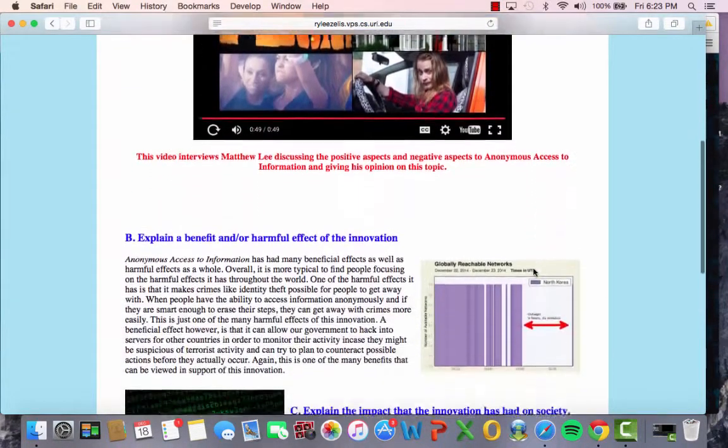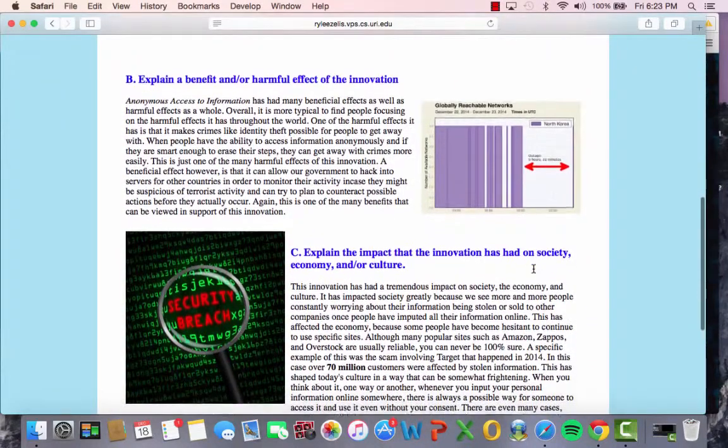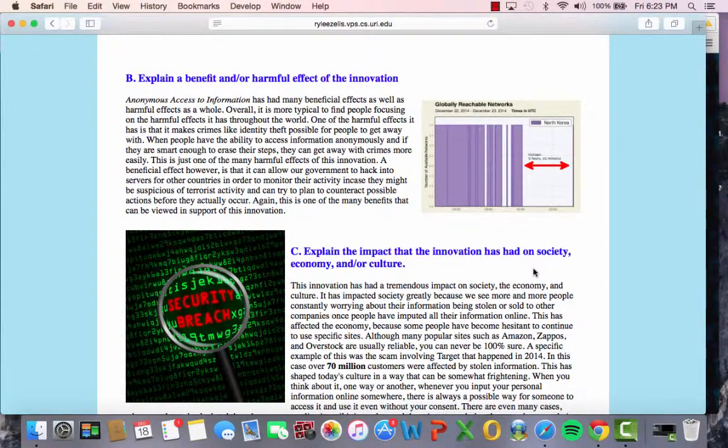Alright, that's my video. Further down, I had to explain a benefit and/or harmful effect of the innovation. My graph right here shows that in North Korea, the efficiency to access information anonymously has increased, meaning it's becoming faster and more possible.